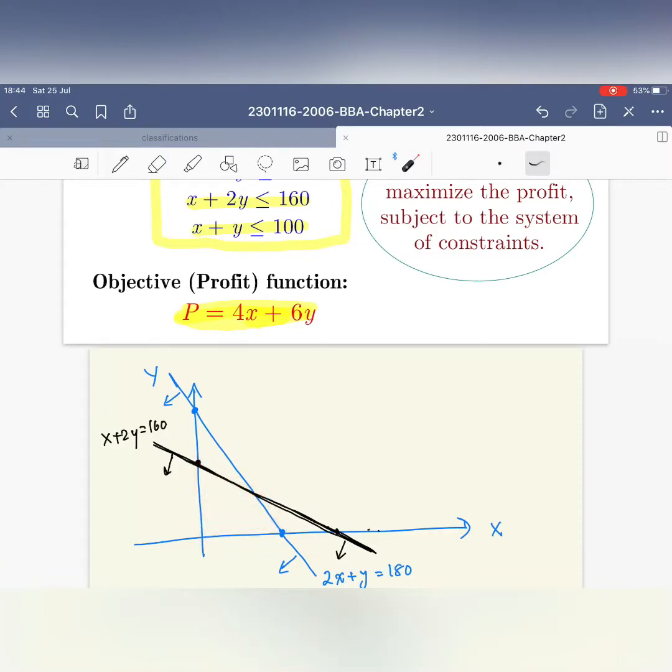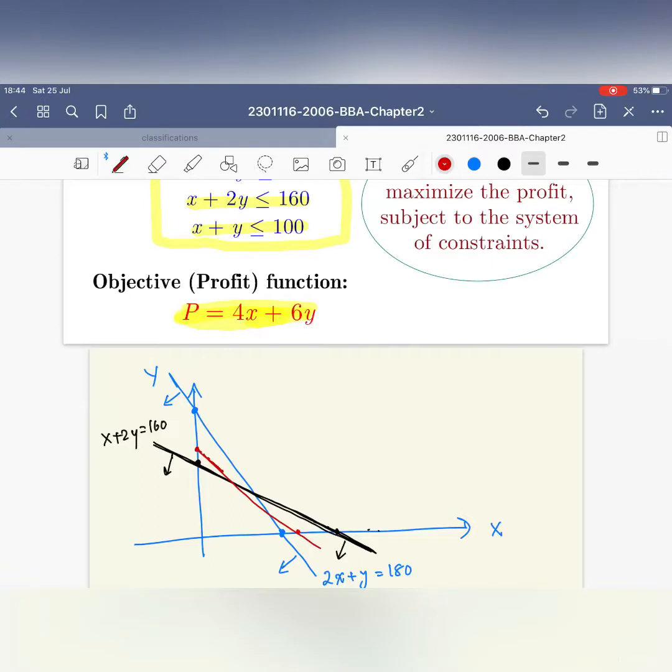Another one is your x plus y equals to 100. So if your x is 0, your y is 100, somewhere here, and if your y is 0, your x is also 100. So it will be something like this.